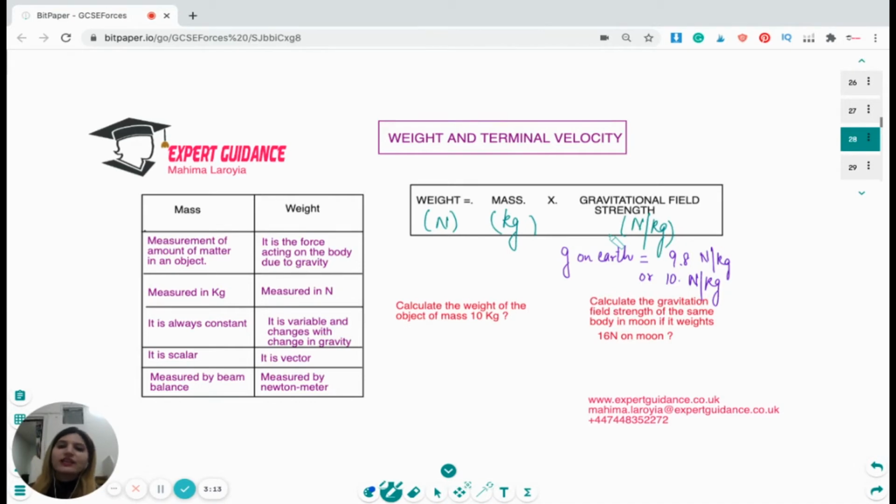Now let us take a look at a very important concept, which is weight and terminal velocity. Now you must have heard what is your weight. Now what exactly is this weight?